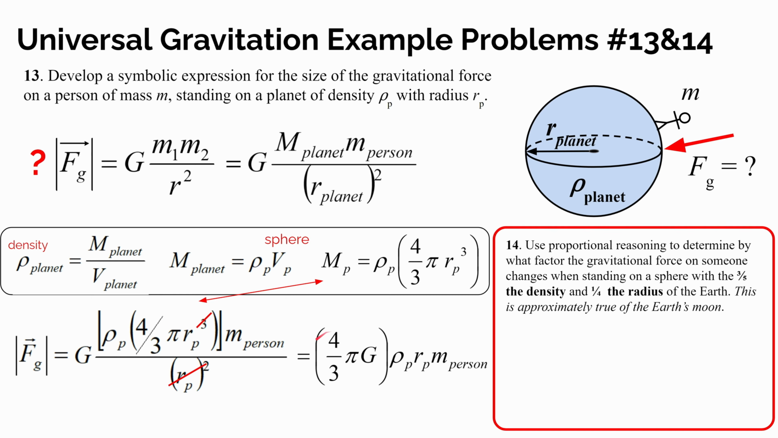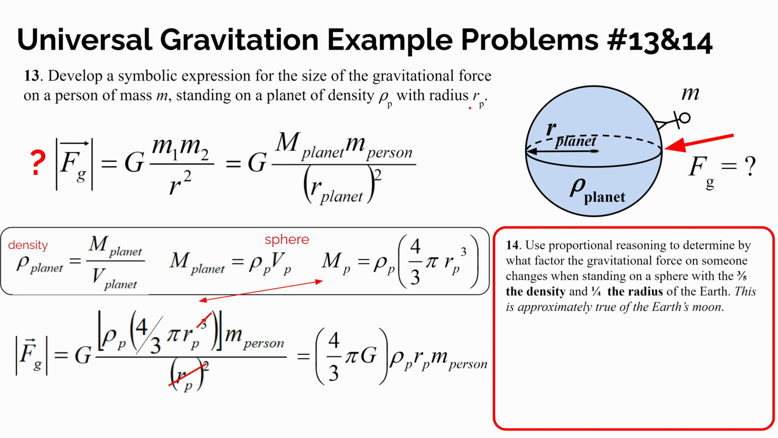And so this would be our final expression, the final simplified expression. The size of the gravitational attraction on anybody with a certain mass m is equal to this if you know the density of the planet and the radius of the planet. So there's the answer to our symbolic expression, which represents the size of the gravitational force on a person of mass m standing on a planet of density rho with radius r.